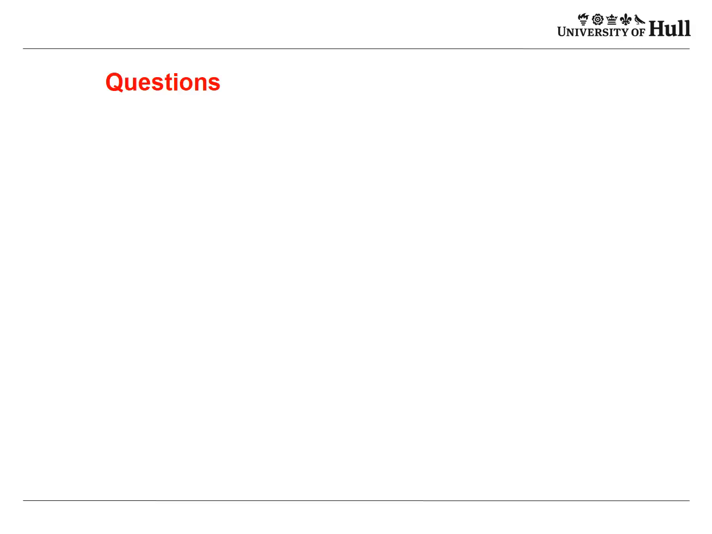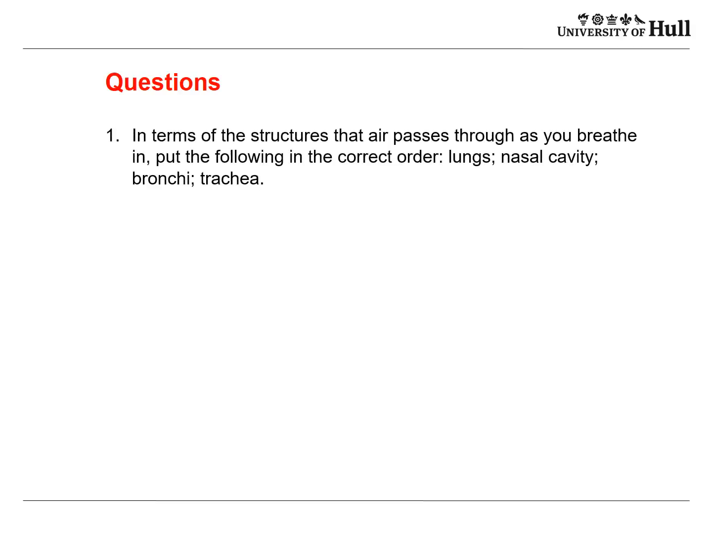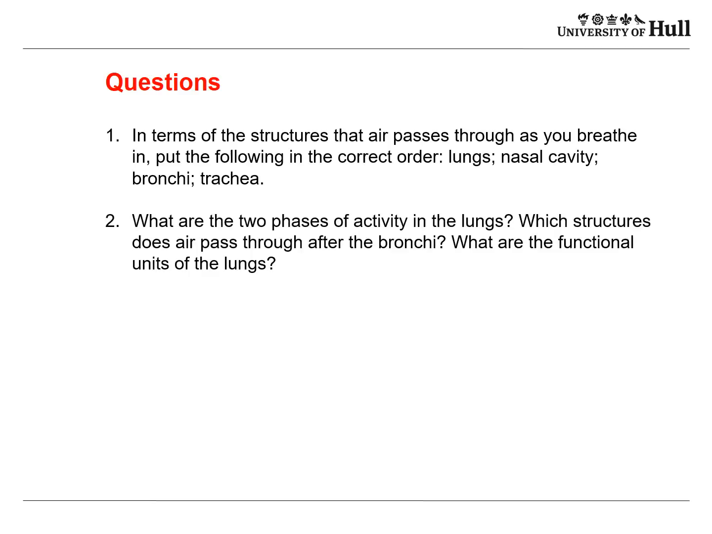Now some questions. 1. In terms of the structures that air passes through as you breathe in, put the following in the correct order: lungs, nasal cavity, bronchi and trachea. 2. What are the two phases of activity in the lungs? Which structures does air pass through after the bronchi? What are the functional units of the lungs?